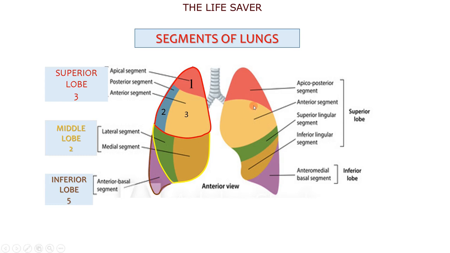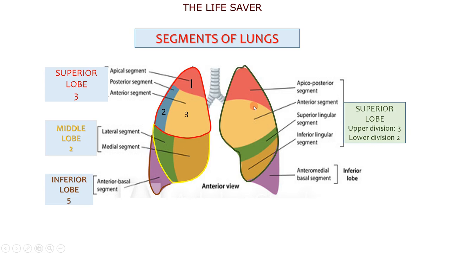Now coming back to the left lung, this is the superior lobe, which consists of two subdivisions, the upper division and the lower division. The upper division consists of three segments: the apical segment, the posterior segment, and the anterior segment. The lower division, which is referred to as the lingular division, consists of two segments, the superior lingular segment and the inferior lingular segment, and this one is the inferior lobe.